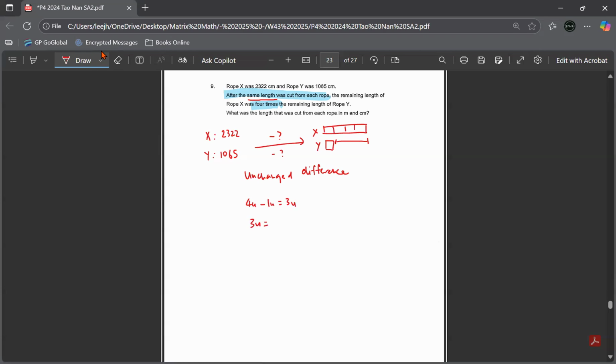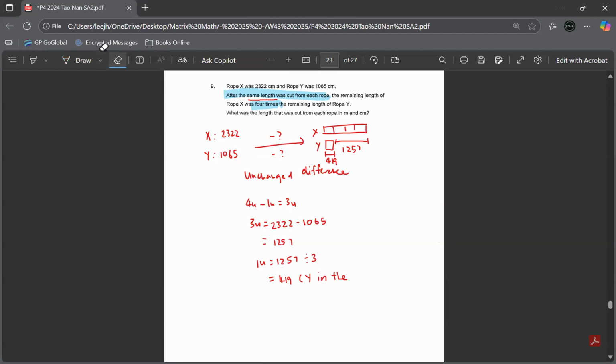How to find 3U? 2322 minus 1065. 1257. So this is 1257. Look for 1U. 1257 divided by 3, 419. So this is 419. This is Y in the end. So Y in the end is 419.